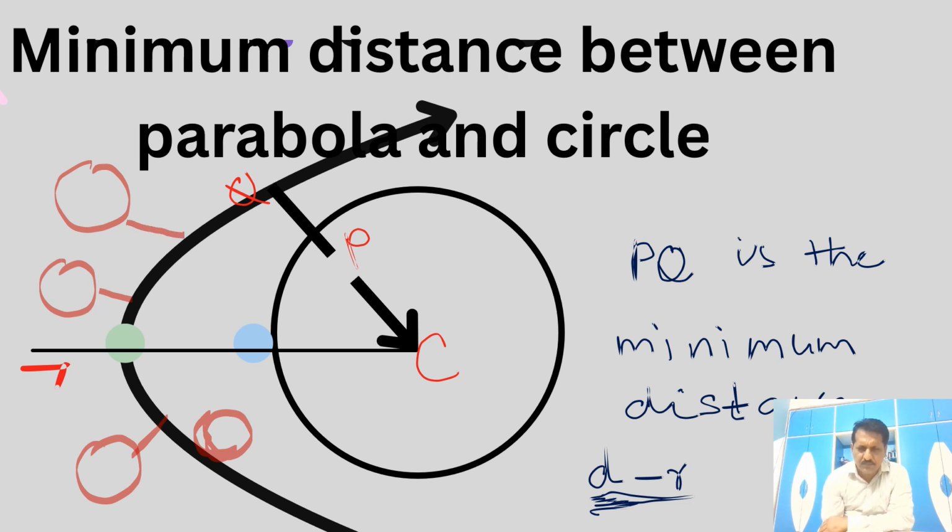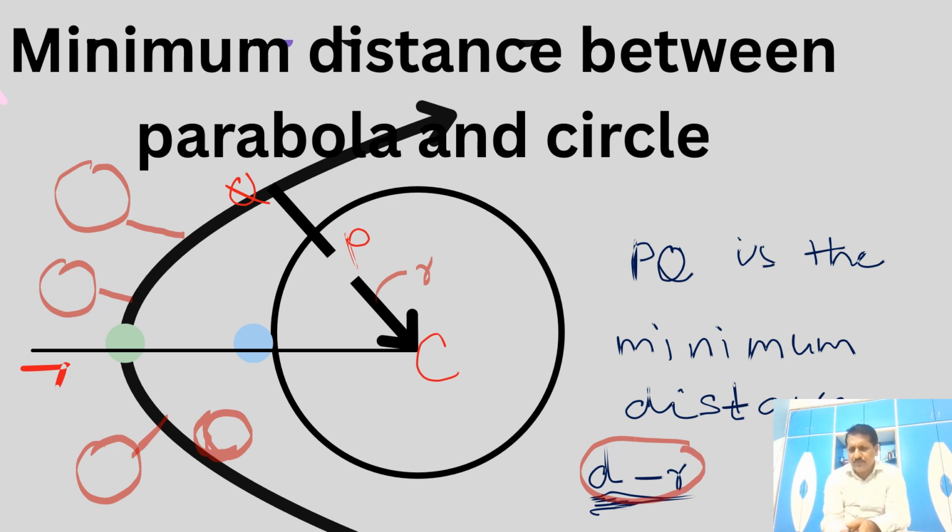So here C is the center of the circle, and P is any point on the circumference, and Q is any point on the parabola. If I go here, the length is more. But this is the minimum distance, so PQ is the minimum distance, where C is the center of the circle and CP is the radius of the circle. Therefore the minimum distance is D minus R, where D is the distance between the center and any point on the parabola. So D minus R is the required minimum distance.